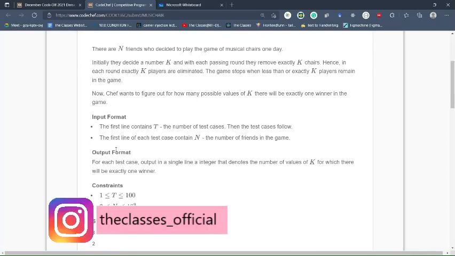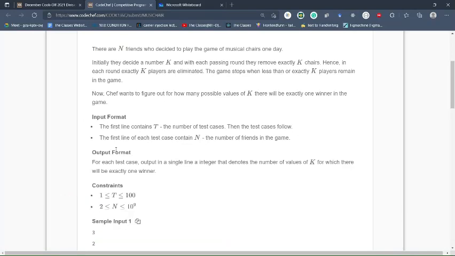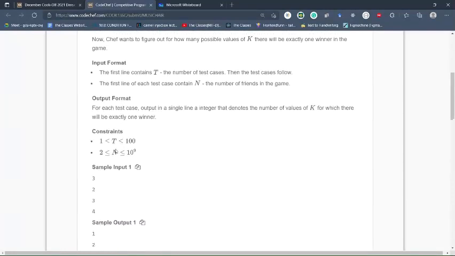There are n friends who decided to play the game of musical chairs one day. Initially they decide a number k, and with each passing round they remove exactly k chairs. Hence in each round exactly k players are eliminated. The game stops when less than or exactly k players remain in the game. Now Chef wants to figure out for how many possible values of k there will be exactly one winner.